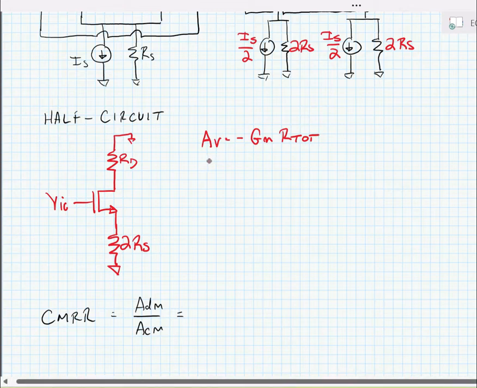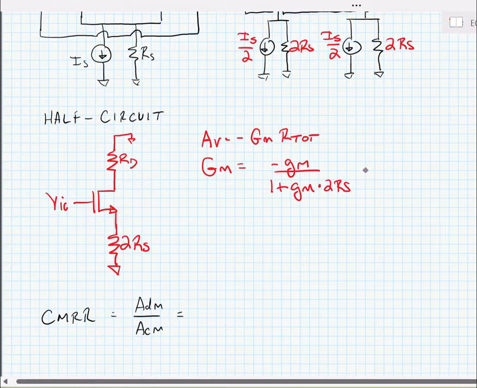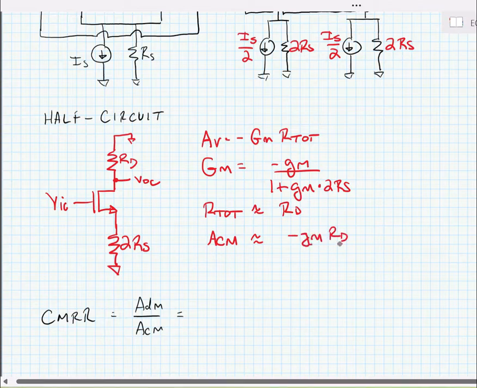Here we can say that GM is equal to little gm divided by 1 plus little gm times the total resistance we see in the source, which is 2RS. We know that R total is approximately equal to RD, so we can say that our common mode voltage gain, VOC divided by VIC, is approximately equal to minus GM RD divided by 1 plus GM times 2RS.